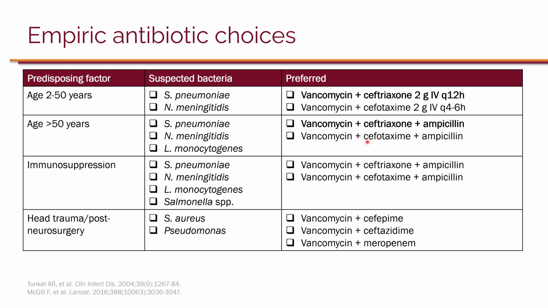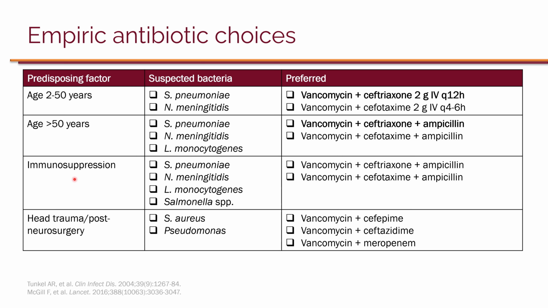Alternative to ceftriaxone is of course cefotaxime, but again most people will use ceftriaxone. The dosing is easier, and ceftriaxone is more readily available in places. In immunosuppressed patients, we also cover Salmonella. So the recommendations are vancomycin plus ceftriaxone plus ampicillin.